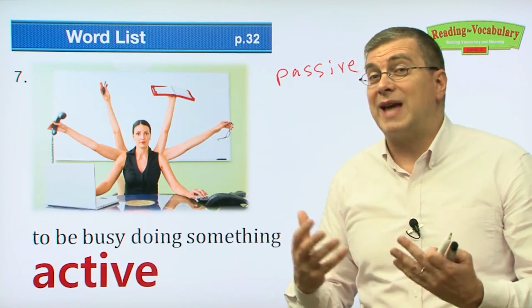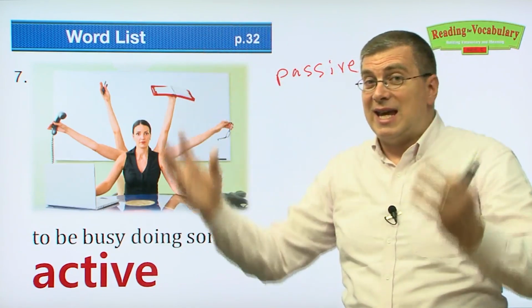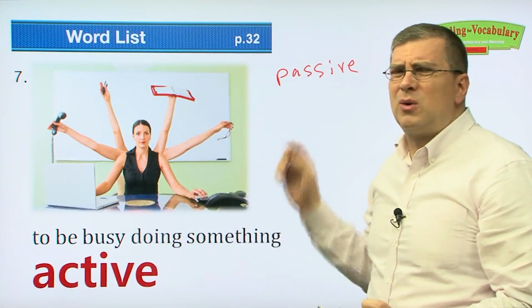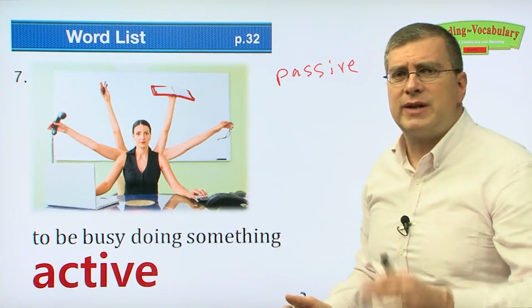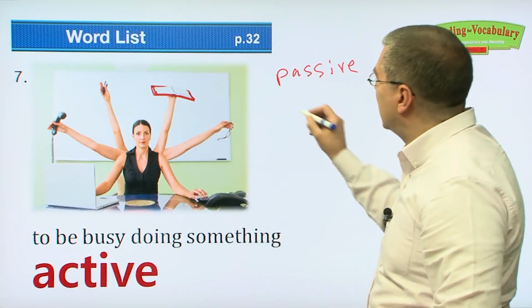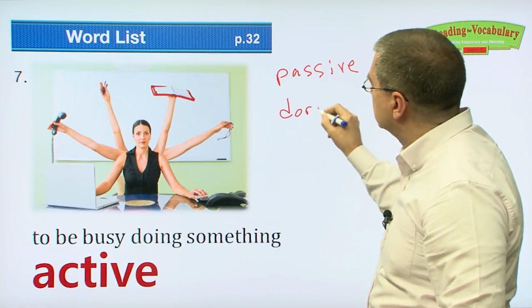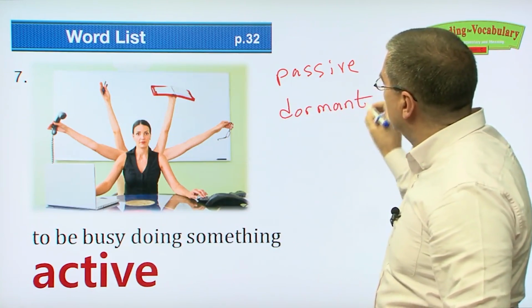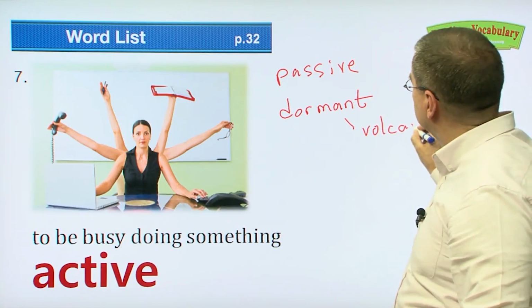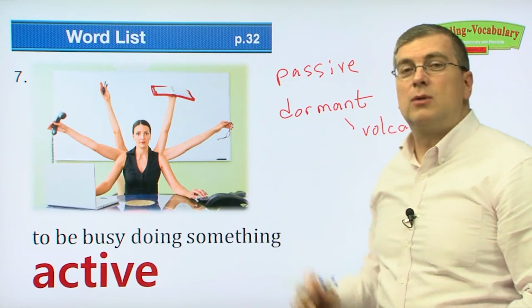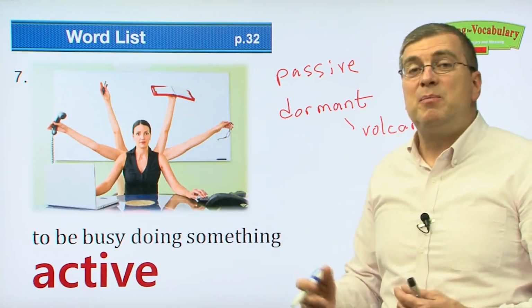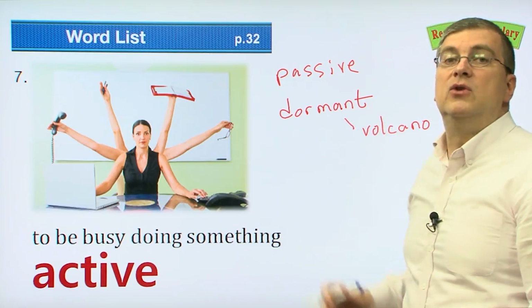If a volcano is active, that means it can erupt soon. But we don't really use passive for volcanoes. If a volcano is dead and it will not erupt, then we say it's dormant. Dormant. So dormant is used for volcano. A volcano is dormant. It's a little strange to say a volcano is passive. People are passive. Volcanoes are dormant.